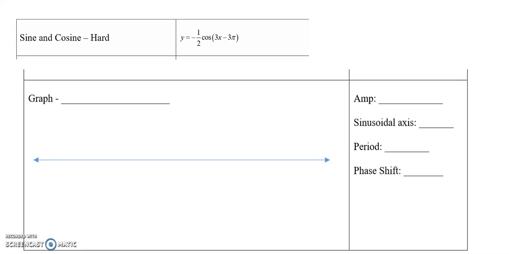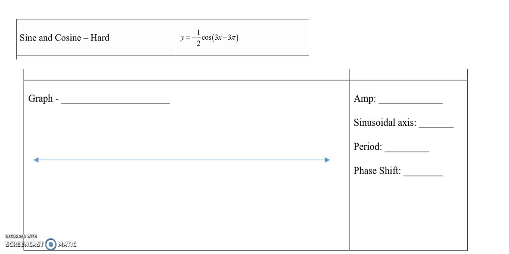I thought it might be helpful if I modeled the process for graphing some of the trig functions with multiple transformations. So I hope you find this helpful. And here we go. All right, so this is the sine and cosine hard question from class, and I'm going to walk you through the process I would use if I needed to graph this function.